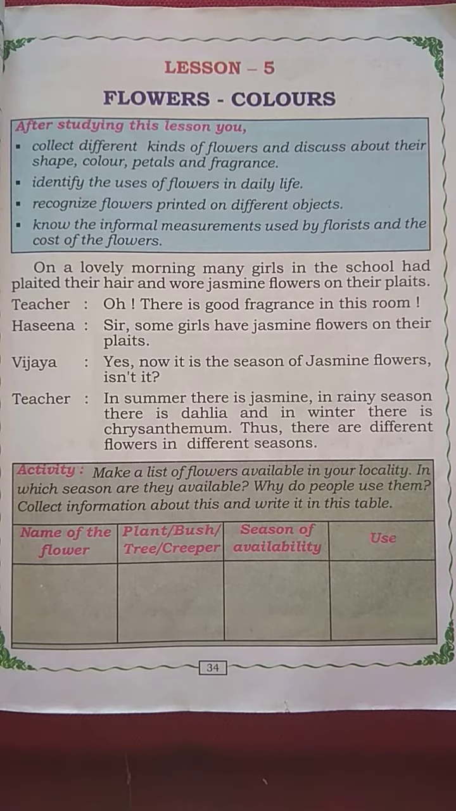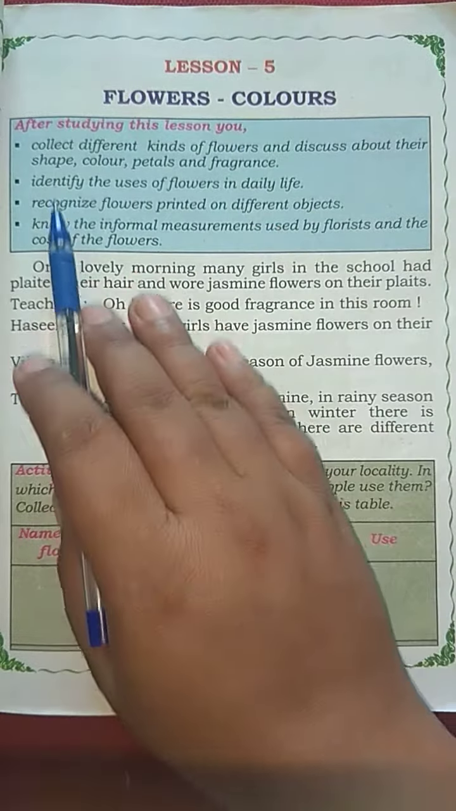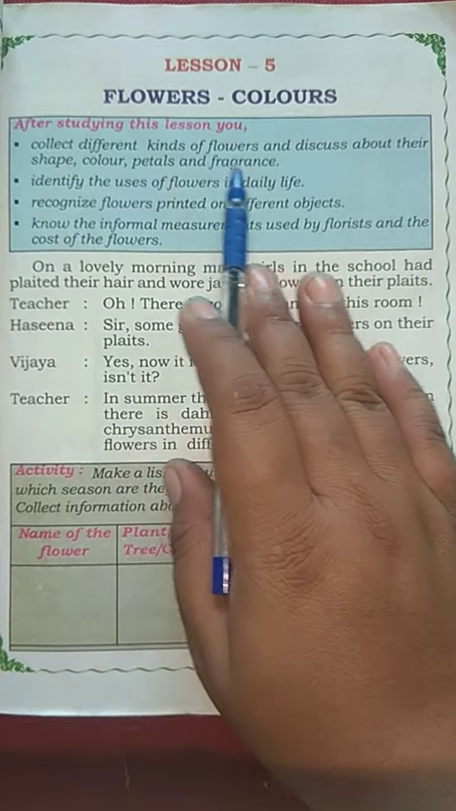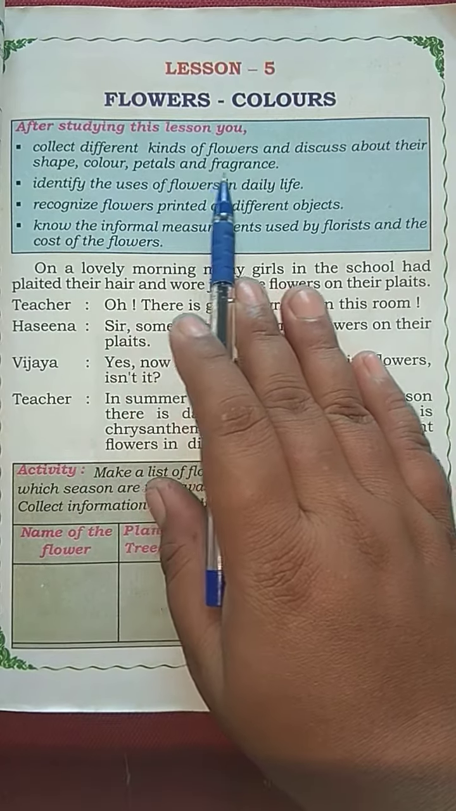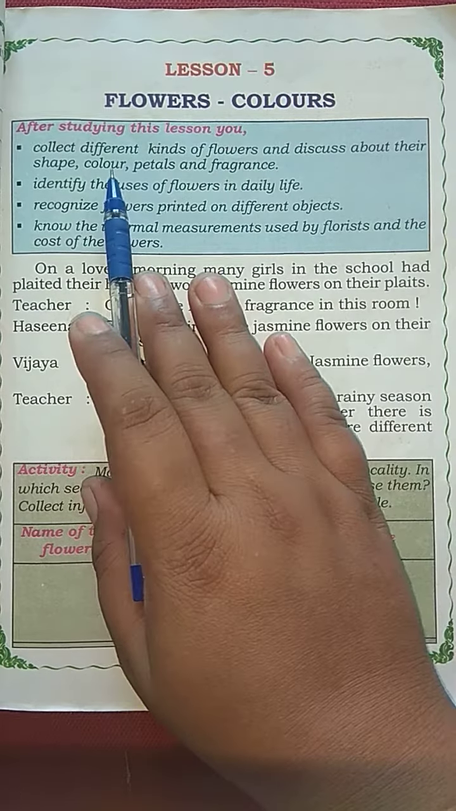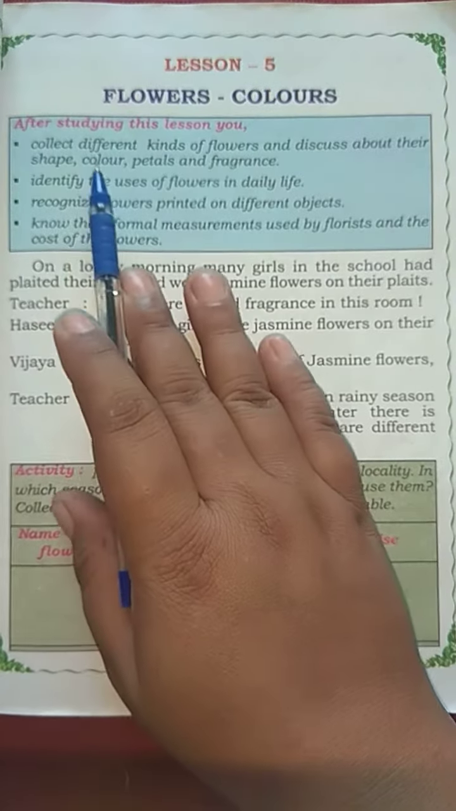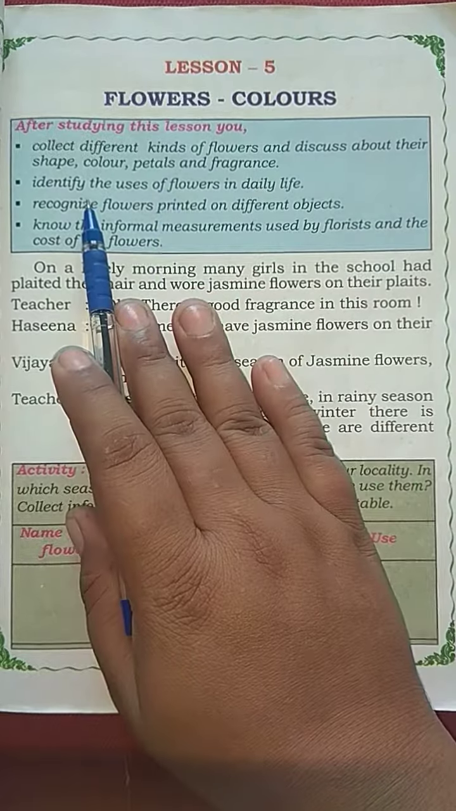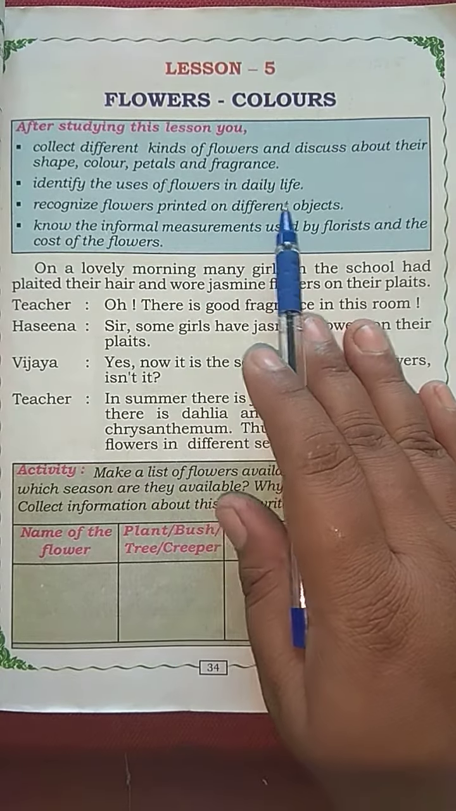Hello children. In this video, let us begin lesson number 5, flowers, colors. After studying this lesson, you will collect different kinds of flowers and discuss their shape, color, petals and fragrance. It means we are going to collect different kinds of flowers and discuss their shape, color, petals and fragrance. And we shall identify the uses of flowers in daily life.